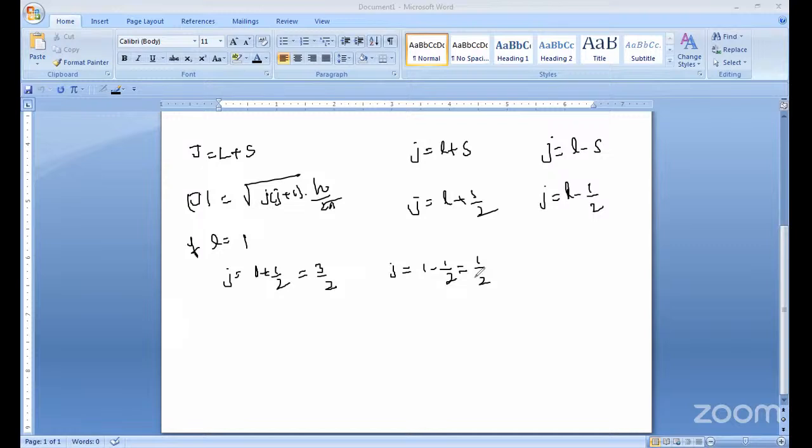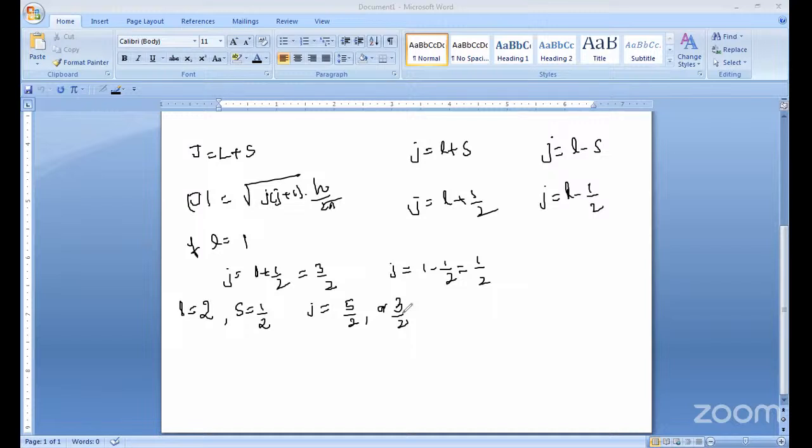For L is equal to 1, we call it a P electron. So for a P electron, J takes the values 3 by 2 and half. Similarly, for a d electron, L is equal to 2 and S is plus half or minus half. So in this case, J is equal to 2 plus half, which gives 5 by 2, or 3 by 2 when L is equal to 2 and S is equal to half.